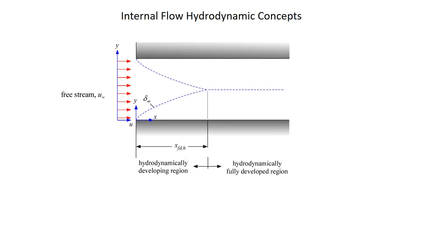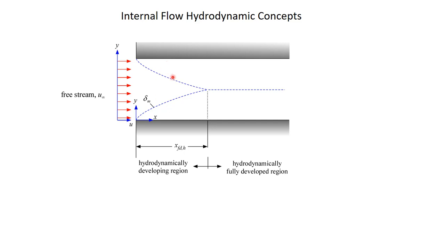So let's think a little bit about what the velocity distribution looks like for an internal flow. Here at the inlet to the duct, I think it's pretty easy, right? You've got a uniform velocity at this inlet. It's all at what we used to call the free stream velocity, right? So U infinity.